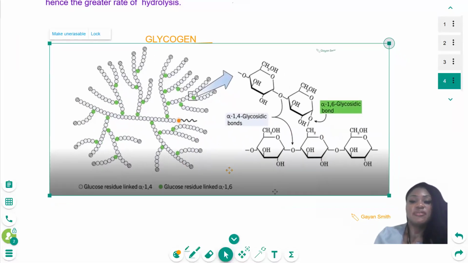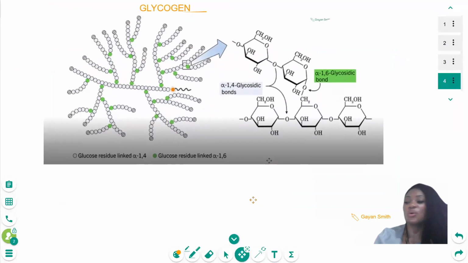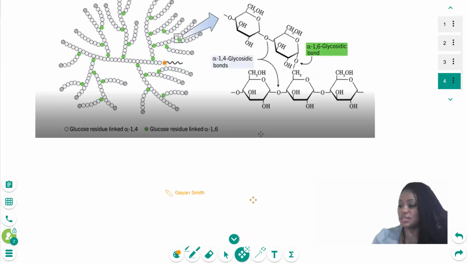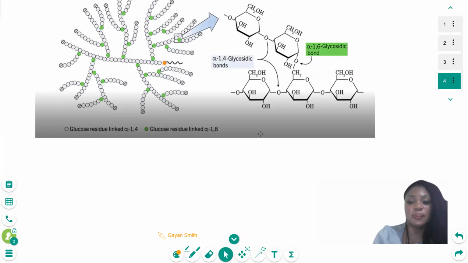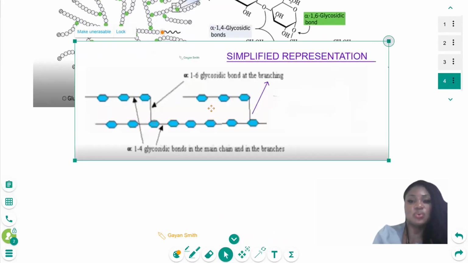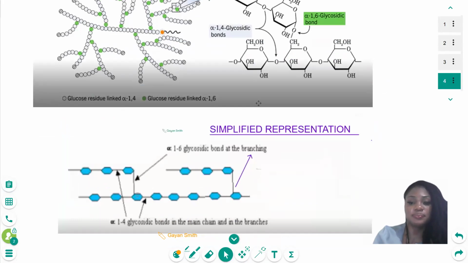However, though, the difference is that you're going to have way more branches in glycogen than what we saw in amylopectin. So basically, it's a similar structure. It's just that the glycogen is more branched than the amylopectin. And glycogen is found in animals, while amylopectin is found in plants, right? So glycogen is like the animal version of amylopectin. So again, I don't expect you to copy that diagram. I'm going to give you a simpler version of glycogen that you can use for your questions, right?